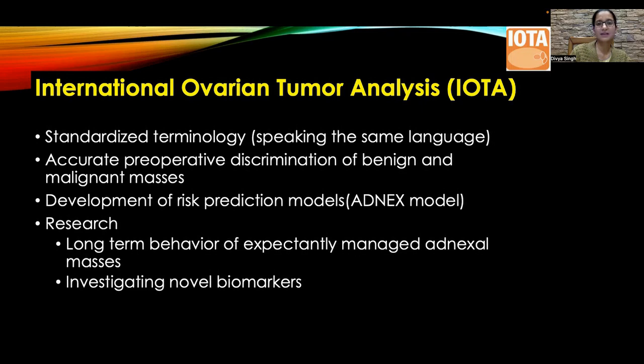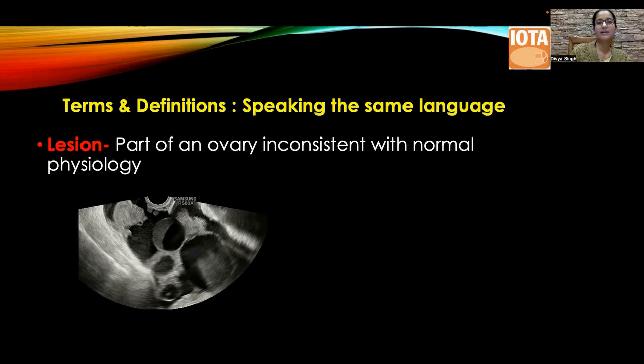The advantage of using the same terminology is not only that we can serve our patients better, but also we can study the long-term behavior of masses which are managed expectantly, that is, without doing any kind of intervention. We can do research involving use of novel biomarkers to investigate adnexal masses. Now let us come to the various terms which have been proposed by the Iota group. First is the term lesion. Now, what is a lesion? A lesion is defined as the part of an ovary which is inconsistent with normal physiology.